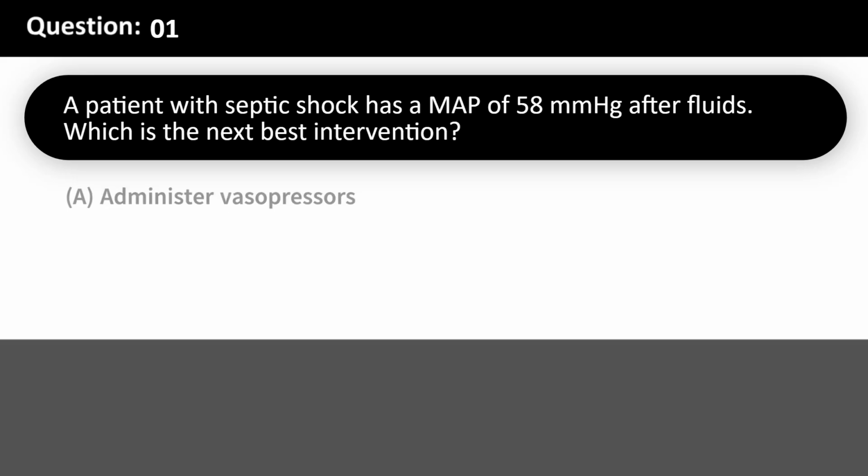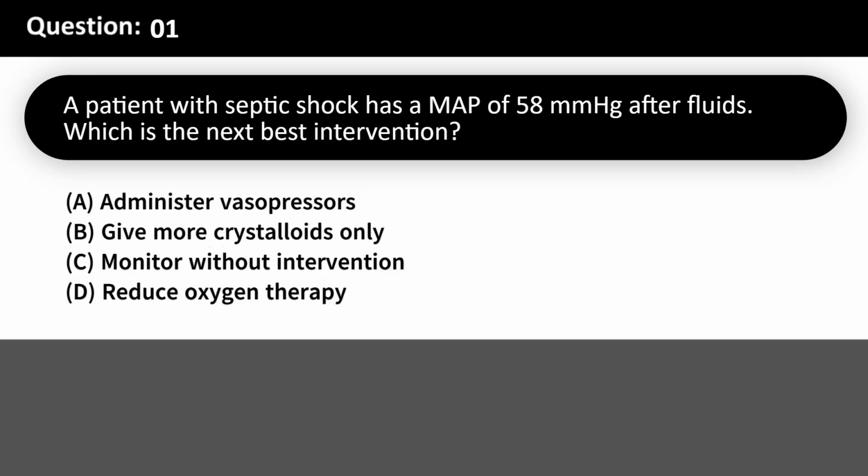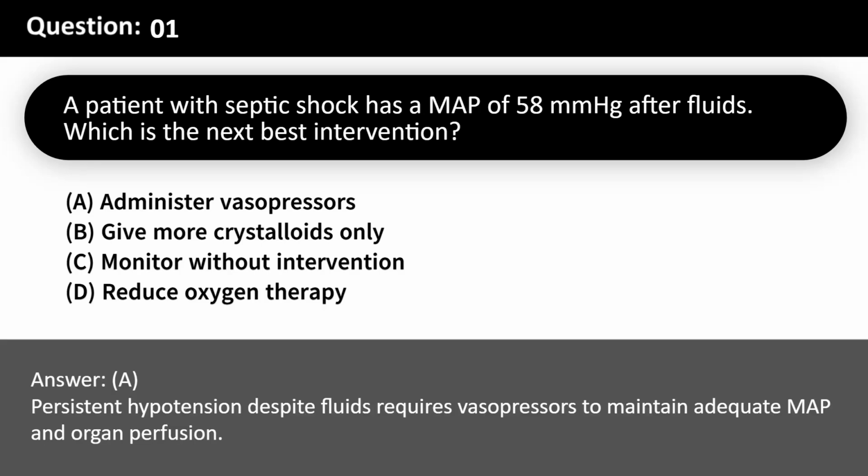A patient with septic shock has a MAP of 58 mmHg after fluids. Which is the next best intervention? A. Administer vasopressors. B. Give more crystalloids only. C. Monitor without intervention. D. Reduce oxygen therapy. Answer: A. Persistent hypotension despite fluids requires vasopressors to maintain adequate MAP and organ perfusion.